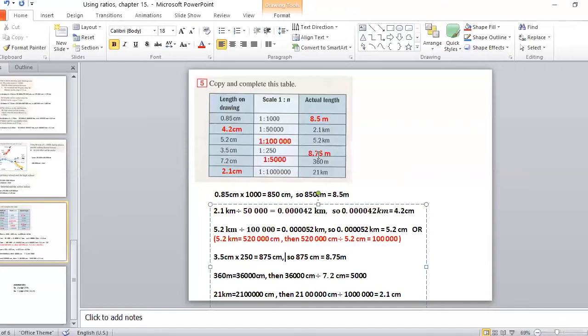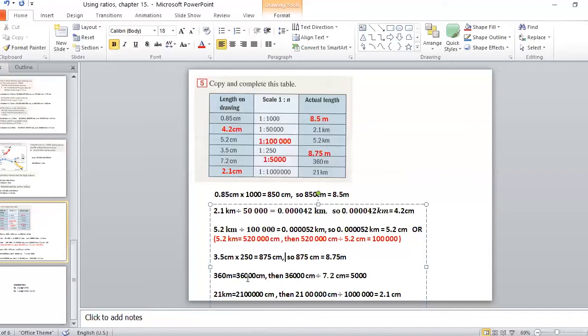Let's explain the fourth row, 3.5 centimeters. Given the ratio, 8.75 meters is the red number here, which has been written using this rule. 3.5 has been multiplied by 250, giving 875 centimeters. Then 875 centimeters has been converted into meters, dividing it by the second power of 10, since 1 meter equals 100 centimeters.